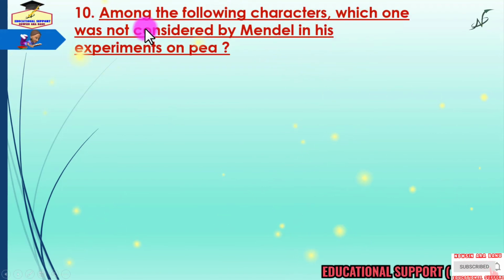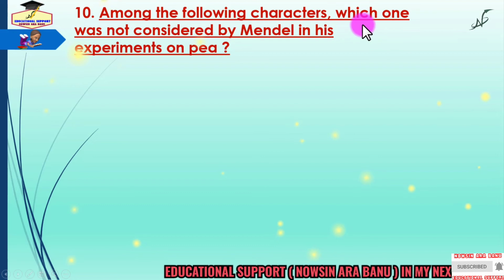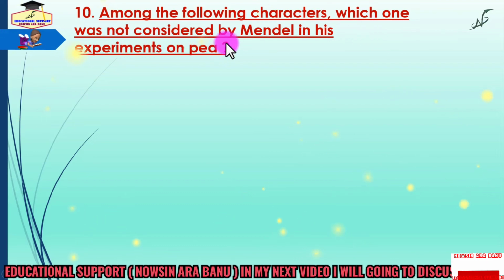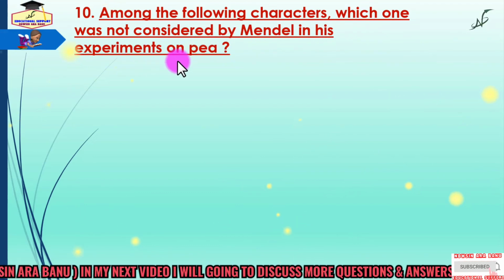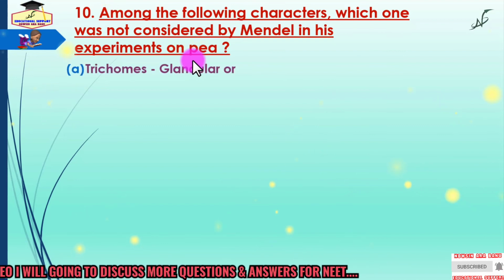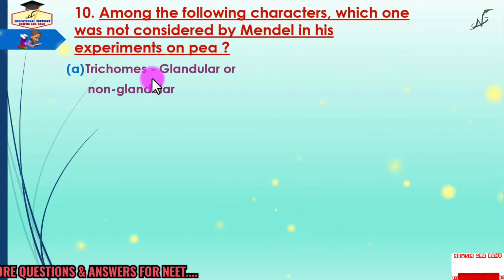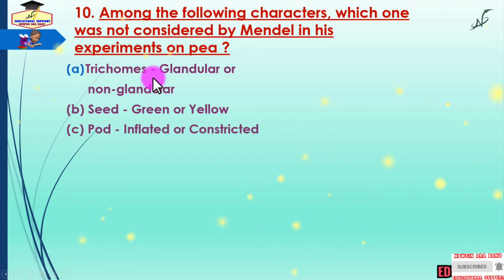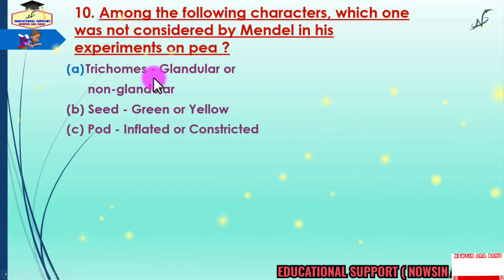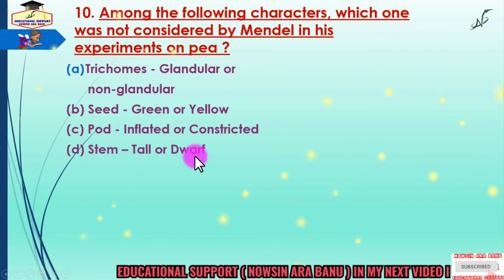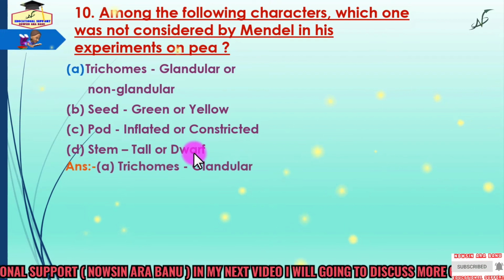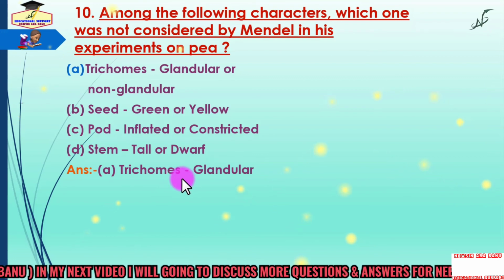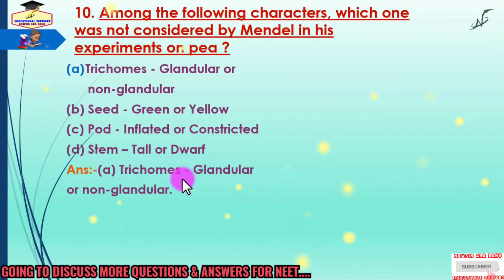Number 10 question is, among the following characters, which one was not considered by Mendel in his experiments on pea plants? And the options are: trifurcate granular or non-granular; seed green or yellow; pod inflated or constricted; stem tall or dwarf. So the answer is granular or non-granular.